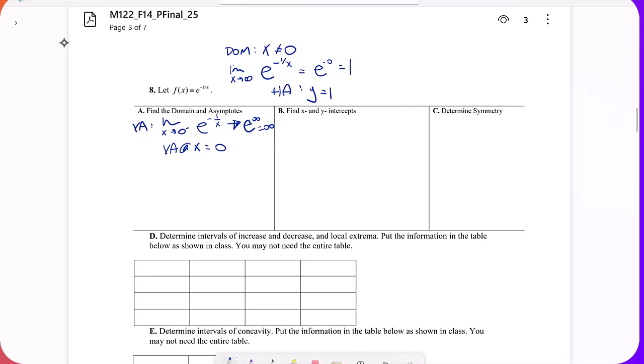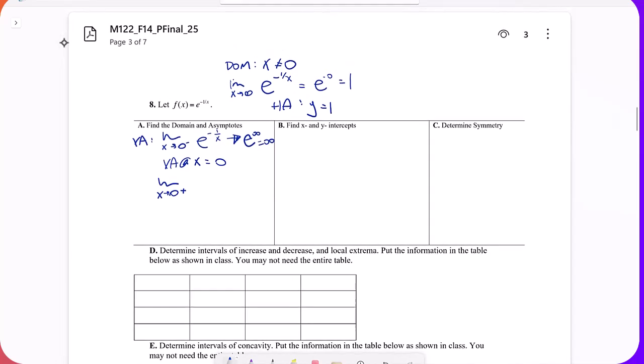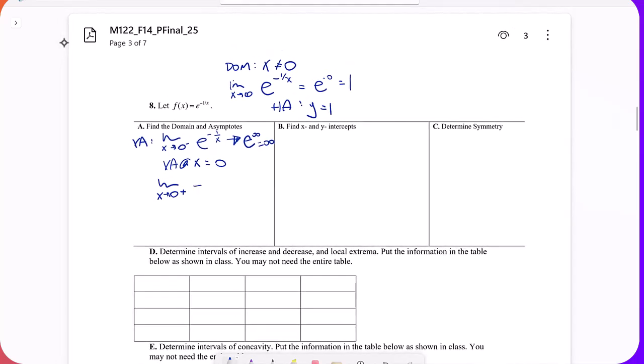There's nowhere else to check except the place where the domain has a gap, right? Of course, if we try the limit as x approaches 0 from the right, you may remember from what we saw in Desmos, this is not going to happen, right? Because if you approach 0 from the right, that's like e to the minus infinity, which is equal to 0. That's not infinite, therefore that's not an asymptote.